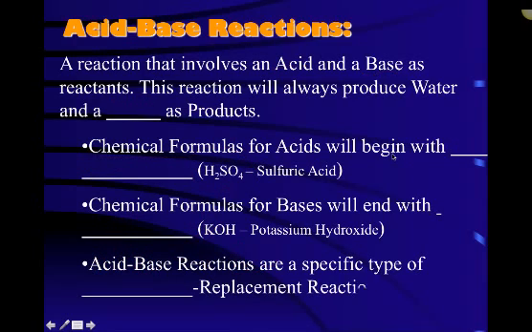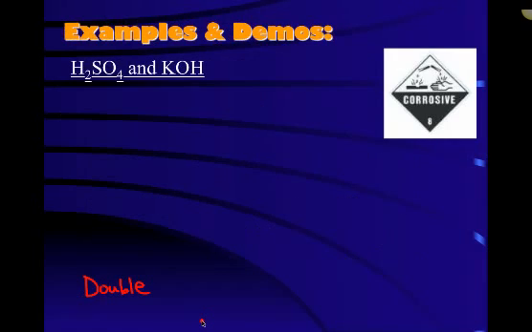So acid-base reactions are simply a special type of double replacement reaction where we're going to trade ion pairs, and 2 compounds react to form 2 new compounds. So pay attention to where the ions are going. All right, check this out.